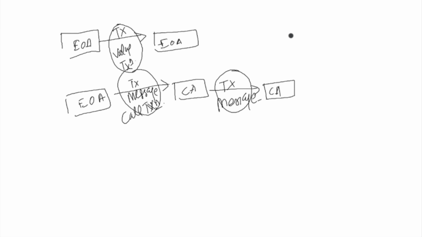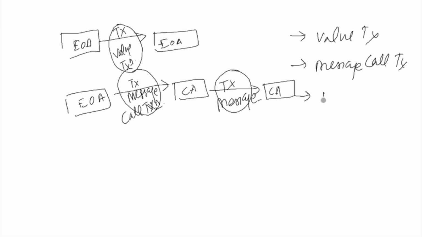So remember, we have three kinds of things: the value transaction, the second one is the message call transaction, and the third one is the message. This will happen when an externally owned account calls an externally owned account. This will happen when an externally owned account calls a contract account. This will happen when a contract account calls a contract account.